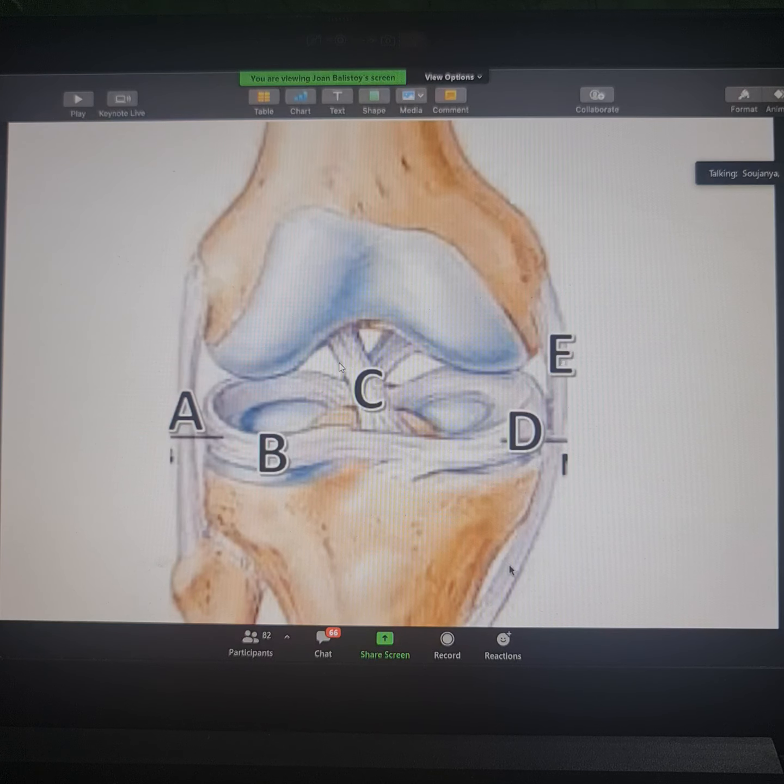Medial collateral. Medial collateral ligament. How about C? Anterior or posterior cruciate ligament? It's posterior.